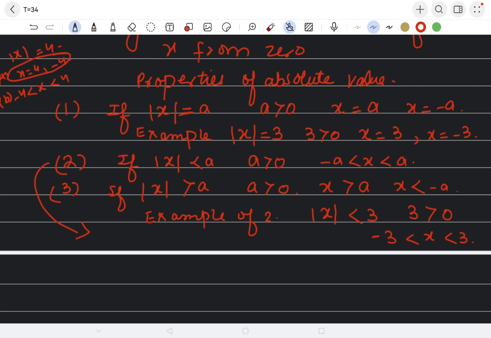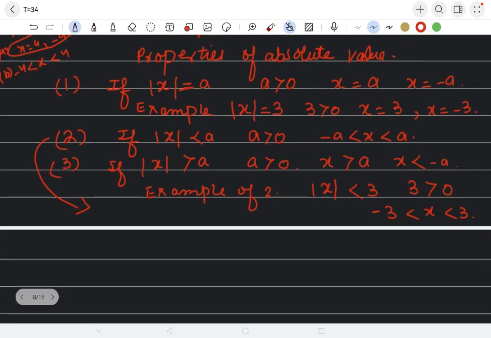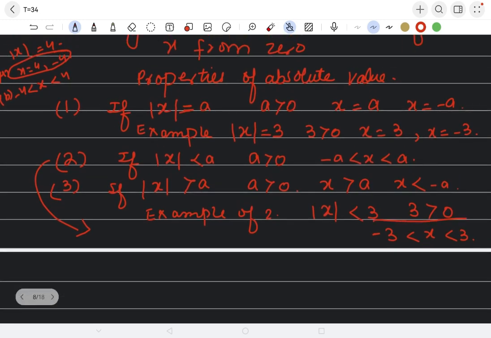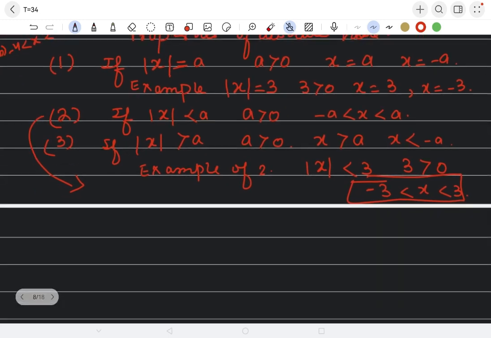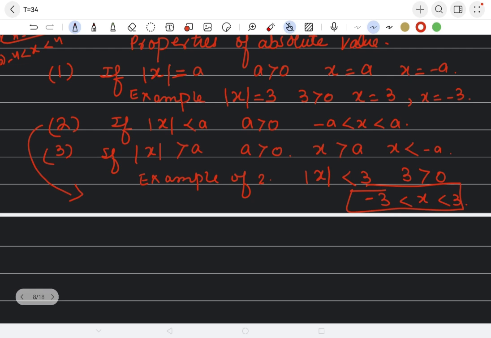Minus 3 till 3. And the same question, if they give you with greater sign, these are the formats which you have to follow to write your answer. If equal to comes in the middle, then how do you have to write your answer? If less than comes in the middle, then how do you have to write your answer? And if greater than comes in the middle, then how do you have to write your answer? Now I'm going to give you an example of the third one.